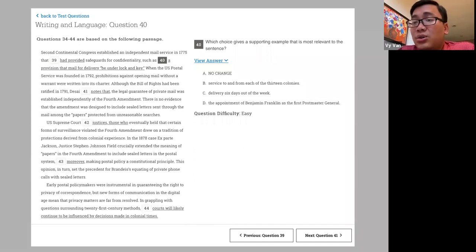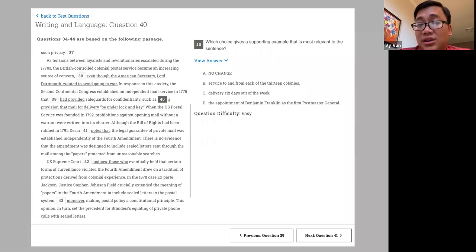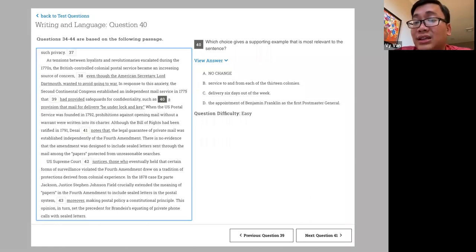So this is also a relevancy type question. It says, which choice gives a supporting example that is most relevant to the sentence? We notice the whole sentence talks about safety, safeguards for confidentiality. That means protection for privacy. So we want to choose a sentence example that says that. A says provision that mail for delivery be under lock and key. So that's protection for privacy. I think it's A. But let's check out B, C, and D.